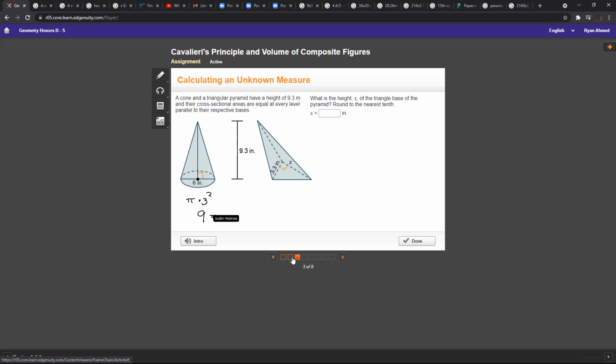So then we have the area for the triangular pyramid. That's going to be 1/2 base times height.